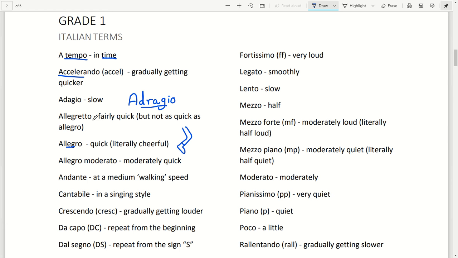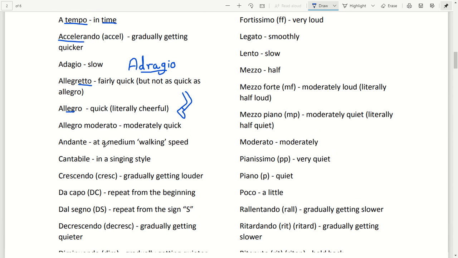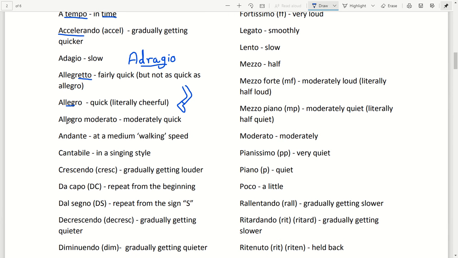And then allegretto, just etto, just means kind of small. So it's small quick, or fairly quick, but not as quick as allegro. So let's have a look. Allegro. We got that leg in it, so we know that it's going to be quick. Moderato. Well, I think we can work out that moderato is the same as moderately.